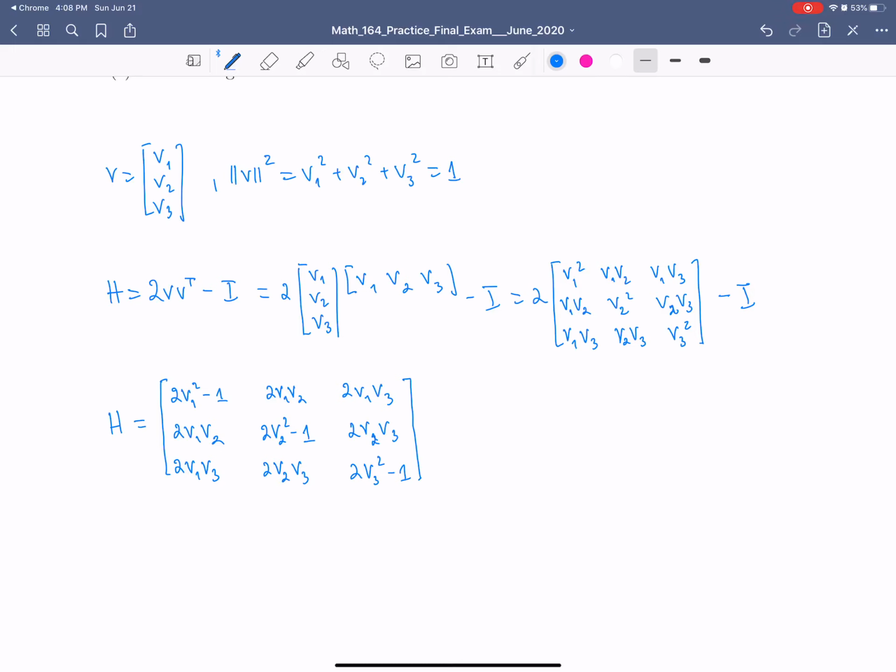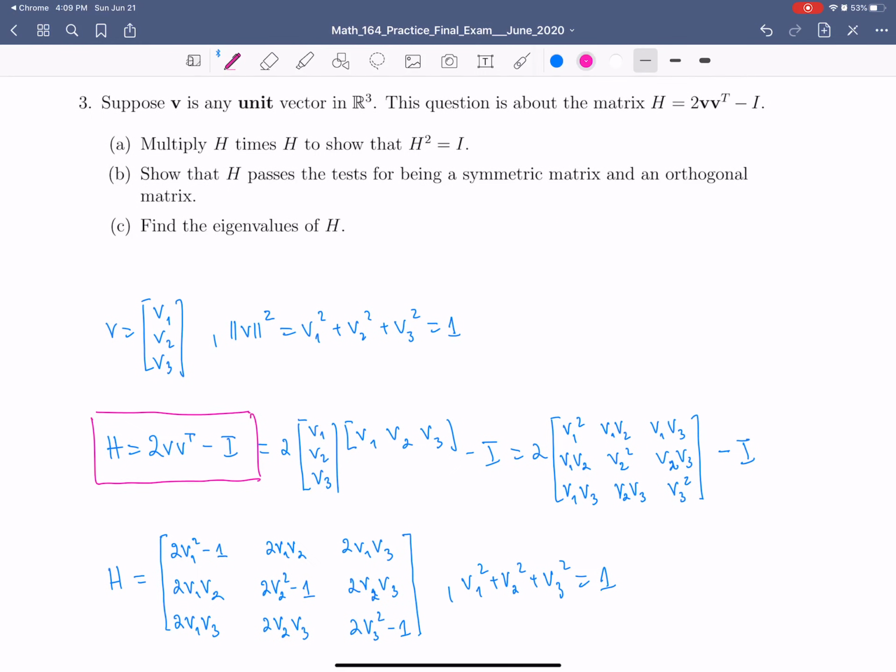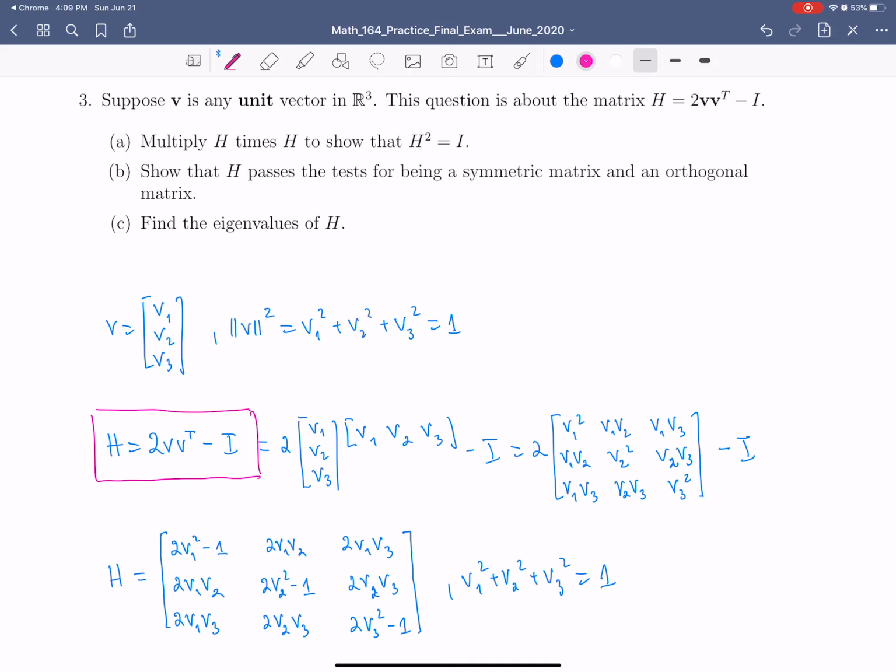In general terms, the only thing you have to add to this vector is that V1 squared plus V2 squared plus V3 squared equals 1. Now, I'm not saying I will be using the actual matrix. I think I'll stick with the formula. But sometimes we want to see this. Okay, now part A says multiply H times H to show that H squared is the identity.